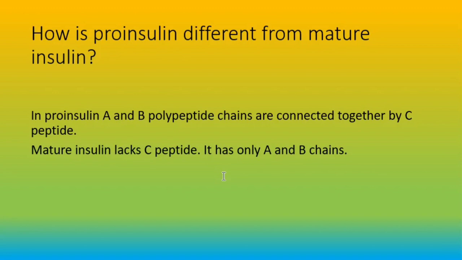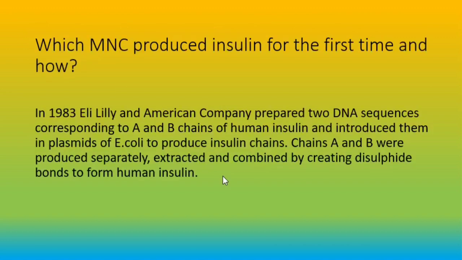How is proinsulin different from mature insulin? Proinsulin means the insulin produced in the immature form by the body. It has to become mature insulin for bringing about its action. In proinsulin, there are three parts: A chain and B chain, connected together by a C peptide chain. Whereas when it becomes mature, it will lack the C peptide. Only A and B peptide chains will be there, connected by disulfide linkage.